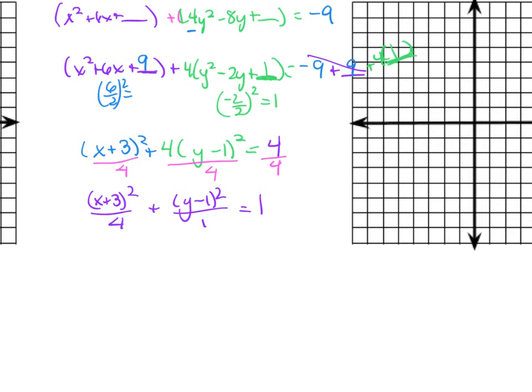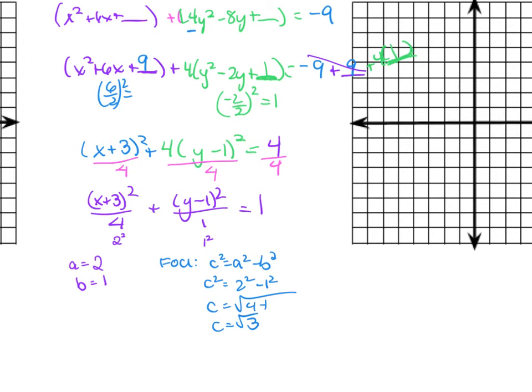So we know that this 4 actually is a 2 squared, and so our a value is 2, and our b value is 1, because that's just 1 squared, which is the same. And then now we need to find our focus, or foci. So foci, we have to use c squared equals a squared minus b squared. So then we plug this all in. c squared equals 2 squared minus 1 squared, or c equals the square root of 4 minus 1, where c equals square root of 3.